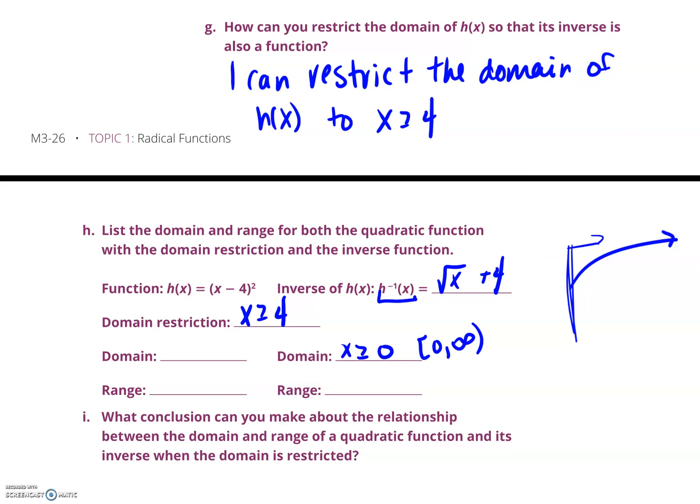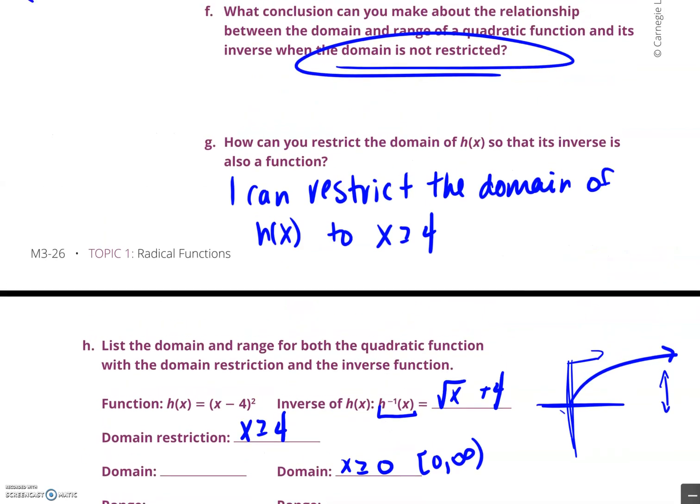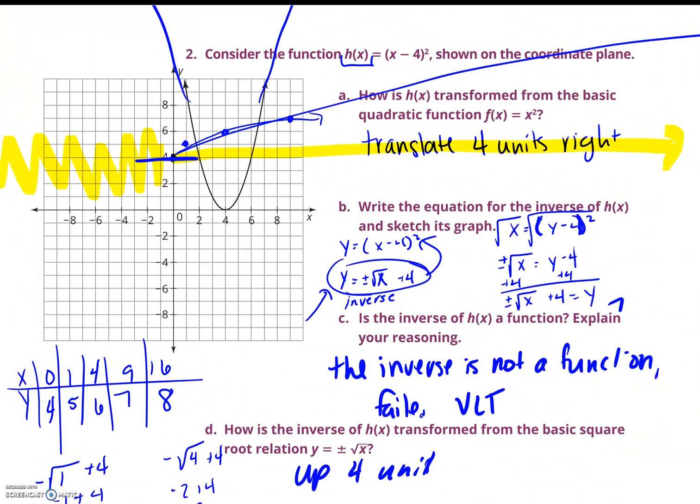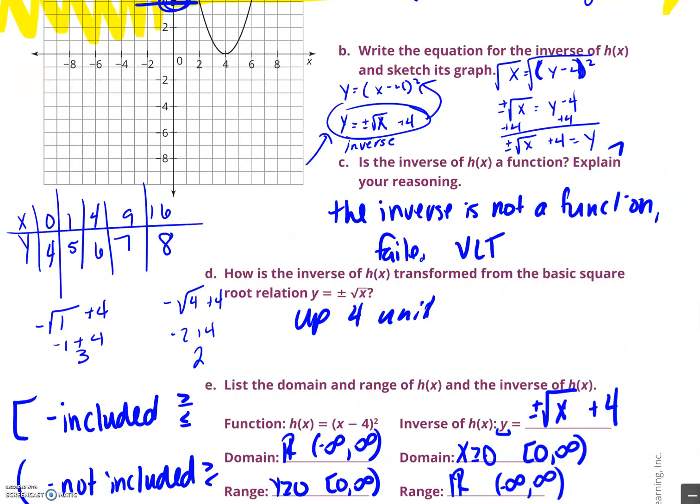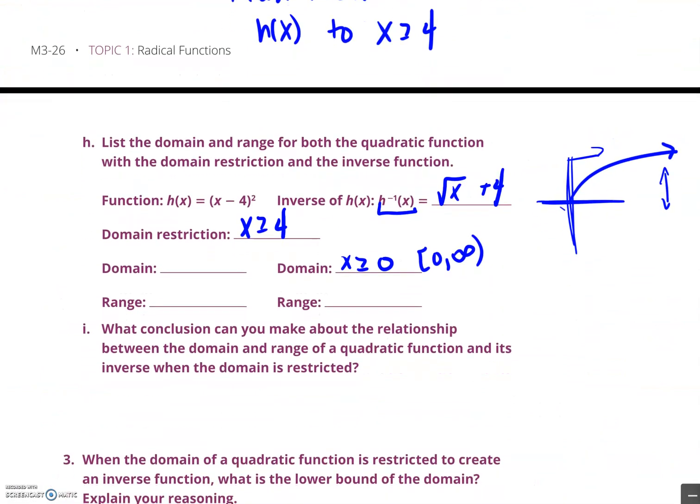Our range is what's going to be affected by this change. So our range is no longer going to be forever up and down. It's only going to exist above. It was an x value of, or I mean a y value of 4. So our range is going to be y is greater than or equal to 4. And in interval notation, it would be 4 to infinity.